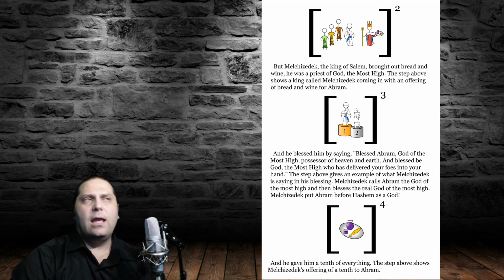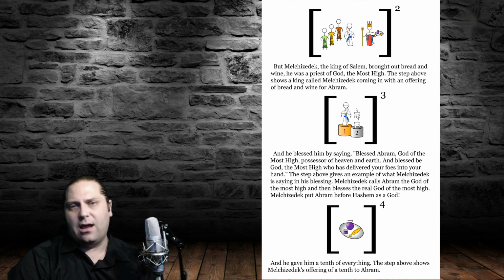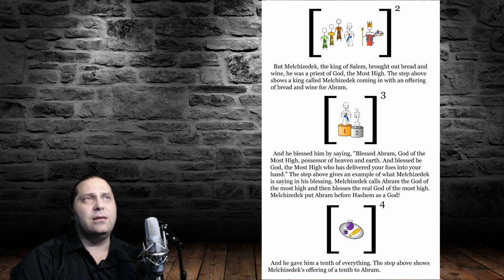Step 3. And he blessed him by saying, Blessed Abram, God of the Most High, possessor of heaven and earth, and blessed be God the Most High, who has delivered your foes into your hand. The step above gives an example of what Melchizedek is saying in his blessing. Melchizedek calls Abram the God of the Most High, and then blesses the real God of the Most High. Melchizedek put Abram before Hashem as a God. And that is being depicted in the step for step 3, Abram being number 1 and Hashem being number 2.